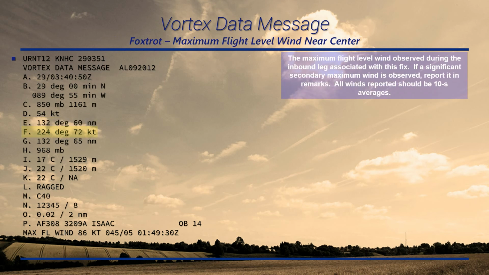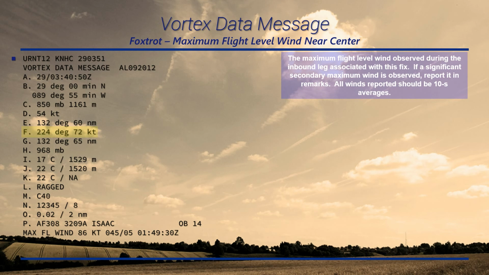Item Foxtrot, this is going to be our peak flight level wind near the center. This is usually going to be the inbound leg. What we're looking at is simply a peak wind, 10-second average. So in this case, the winds were out of the southwest, 224 at 72 knots. Again, don't confuse flight level winds with surface winds.